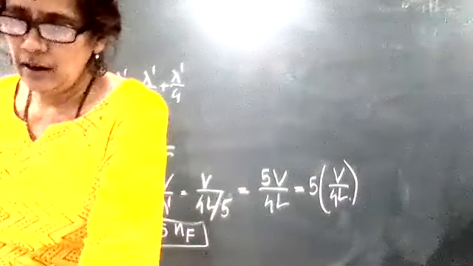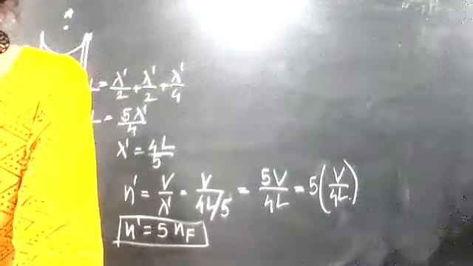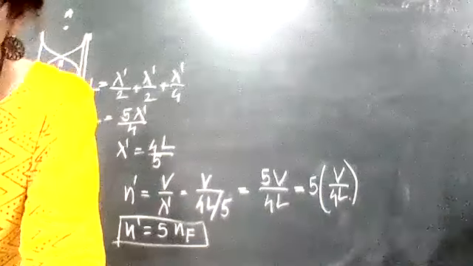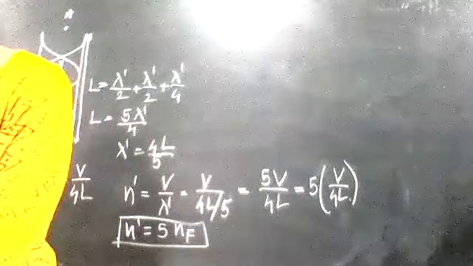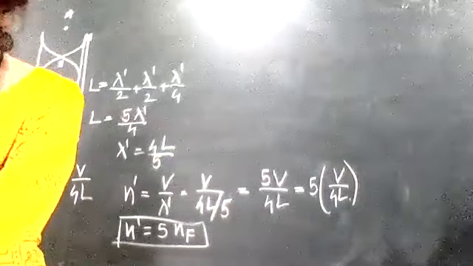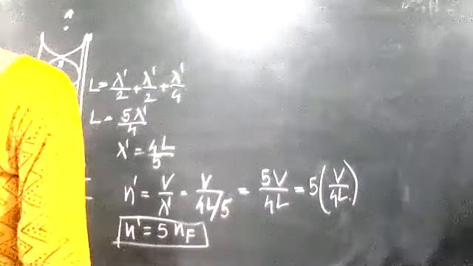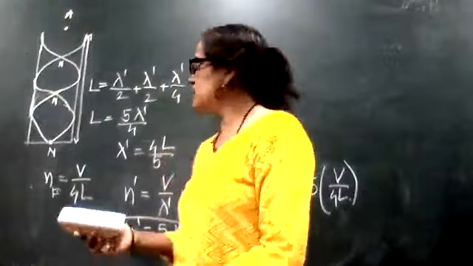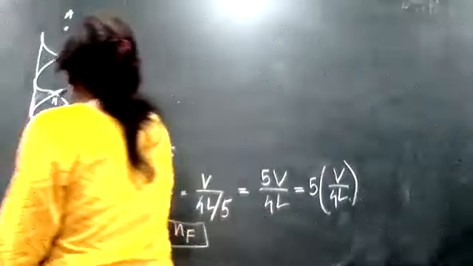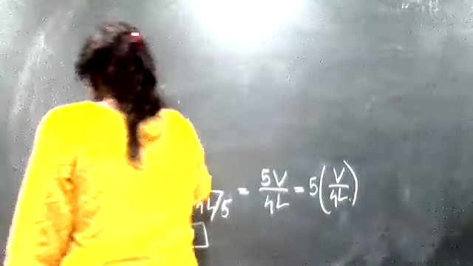Next, your second one is: if two open organ pipes of length 50 centimeter and 51 centimeter sounded together produce 7 beats per second, you have to find out the speed of sound. Clear? So now you have to find out the speed of sound. Speed of sound means you have to determine the value of v, that is the velocity of sound that we want to determine.